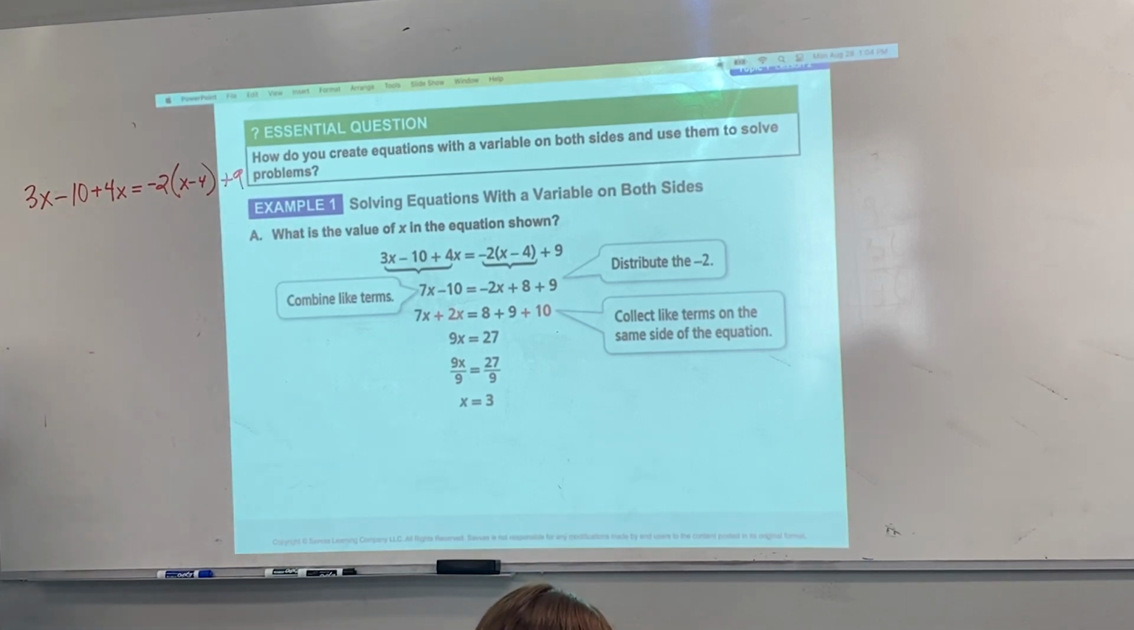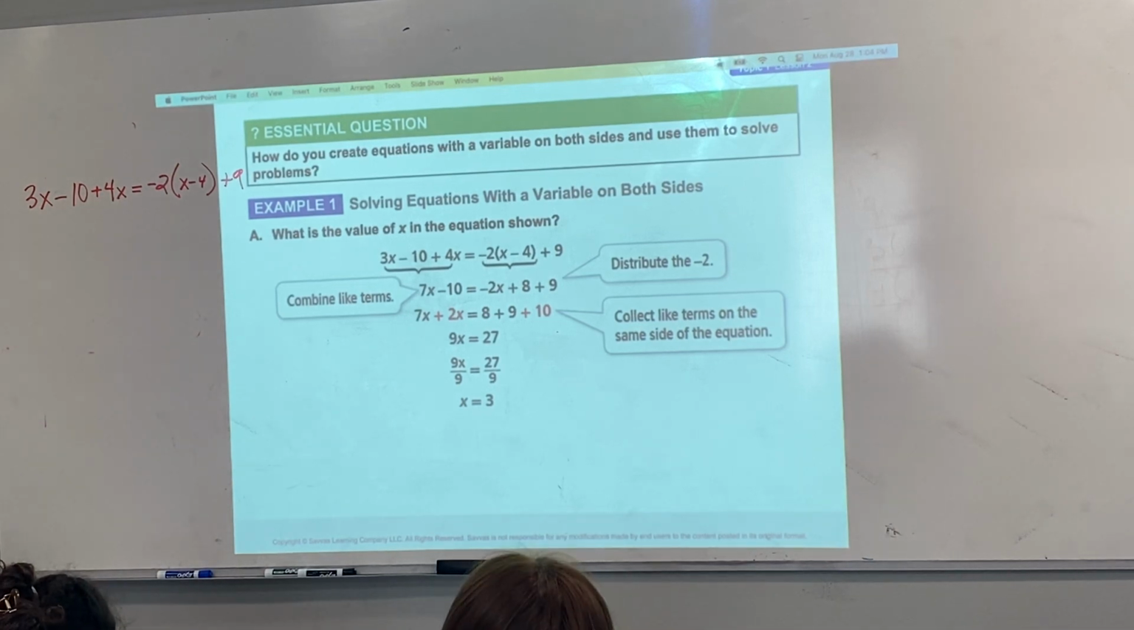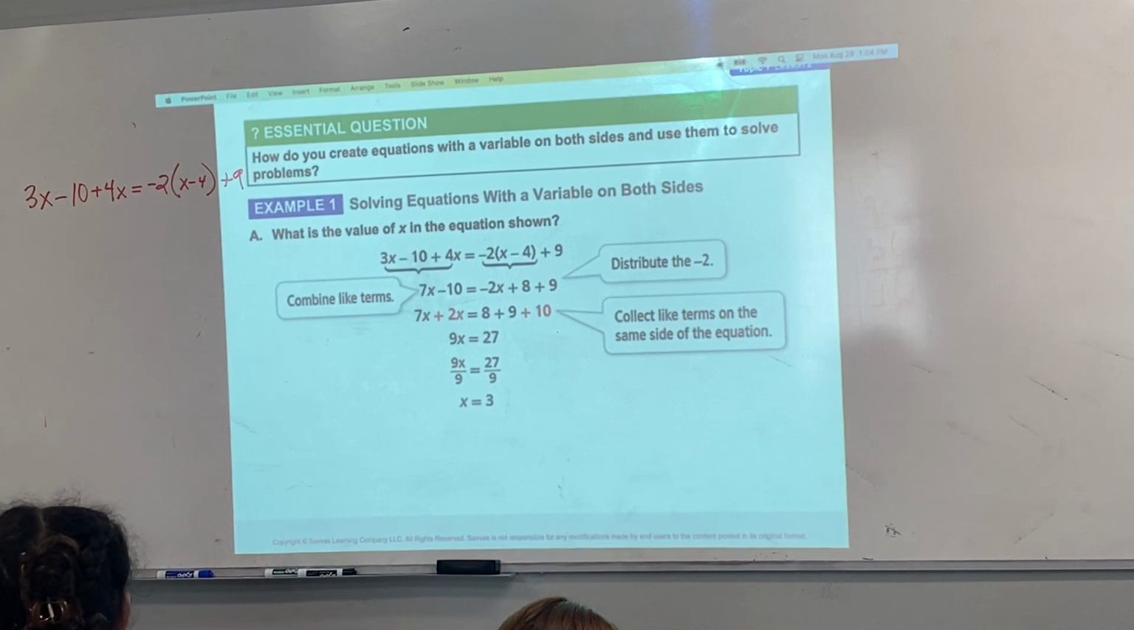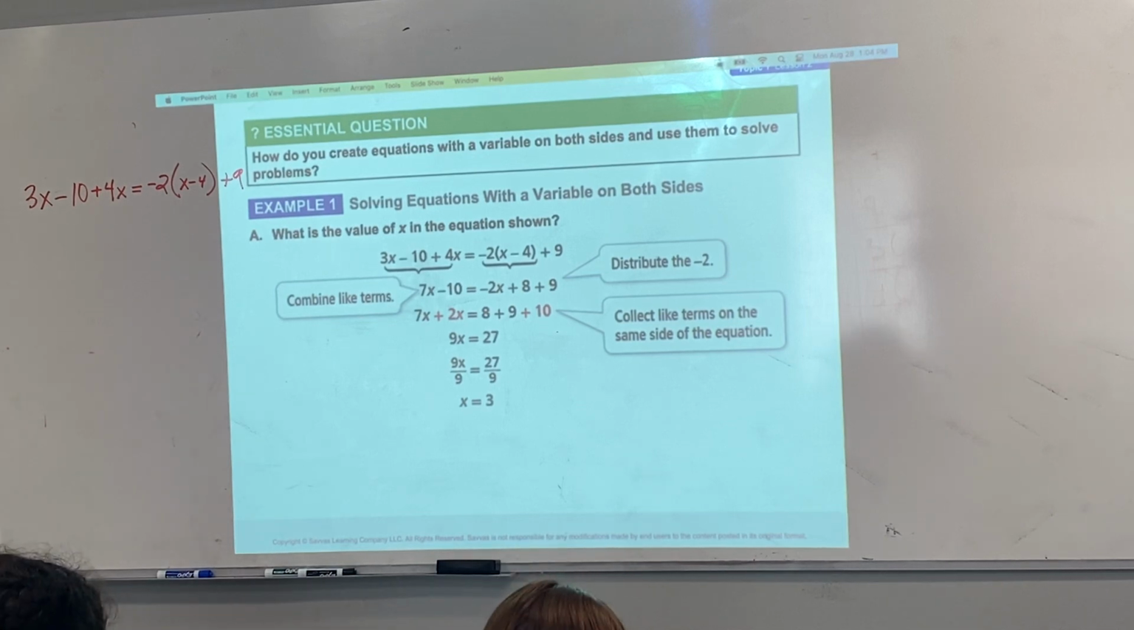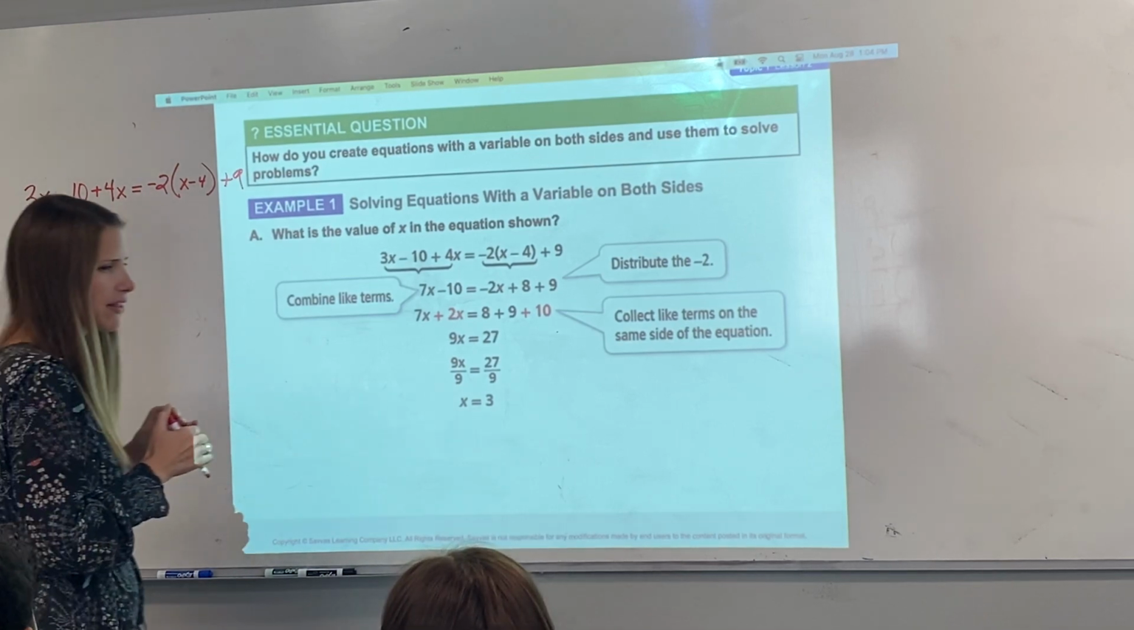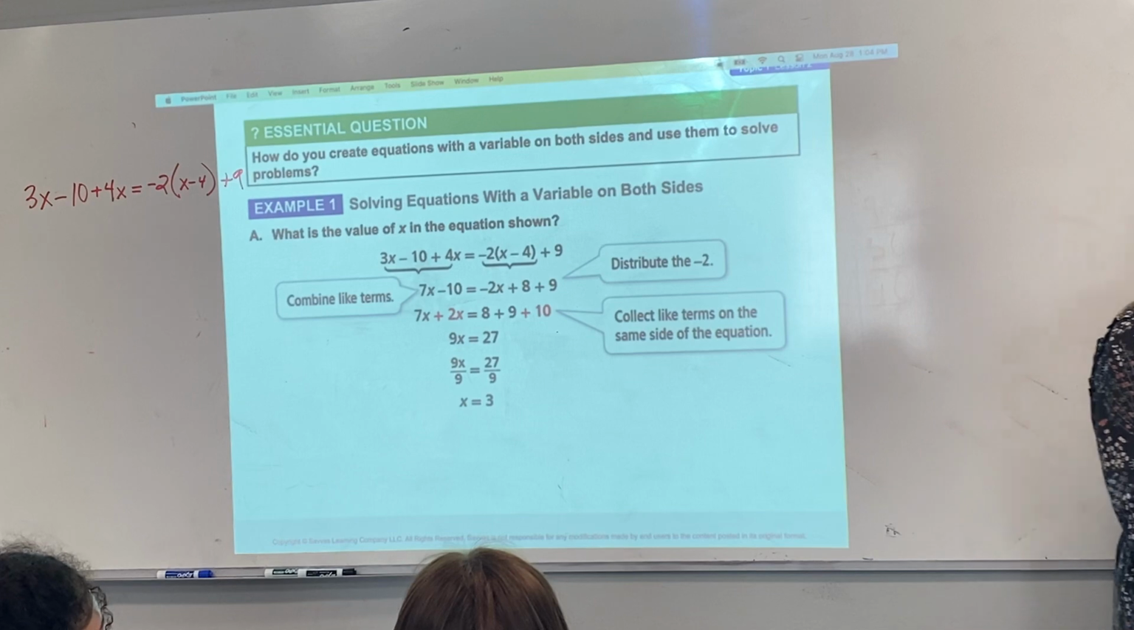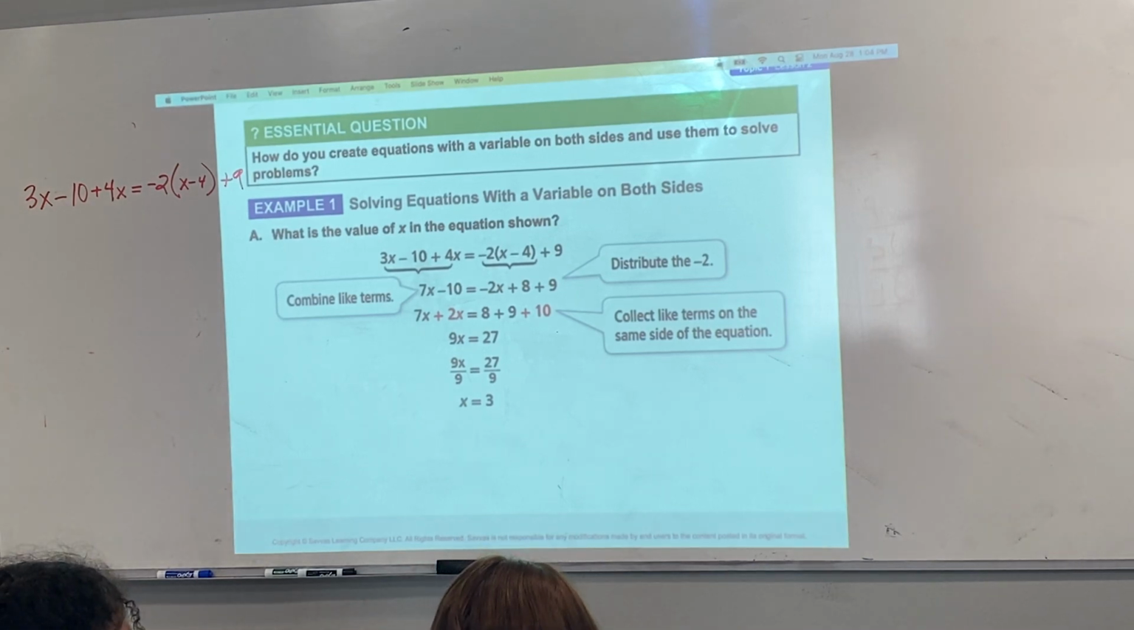Can everybody see that? Mm-hmm. Okay. Go ahead and write that down. Did everybody get that down? No. Push your chair all the way forward. No comments? Okay? Yes, ma'am.